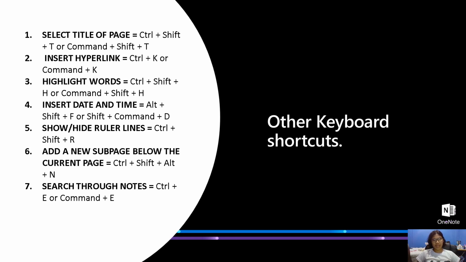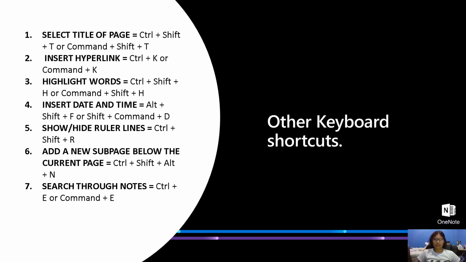Lastly, for the other keyboard shortcuts. If you want to select a title of the page, just click Ctrl Shift T or Command Shift T. If you want to insert hyperlink, just click Ctrl K. If you want to highlight words, just click Ctrl Shift H. If you want to insert date and time, just press Alt Shift F. If you want to show or hide ruler lines, Ctrl Shift R.